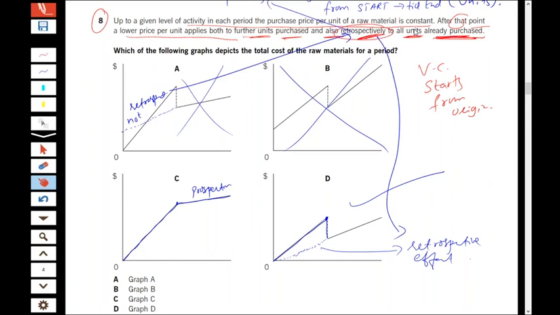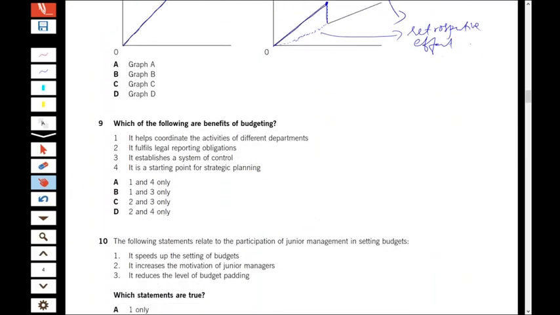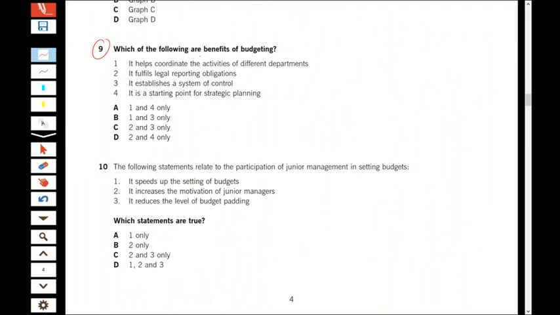Now, I am moving towards the next MCQ, number 9. Which of the following are the benefits of budgeting? Number 1, it helps to coordinate the activities of different departments. Yes, it's a coordination among different departments.